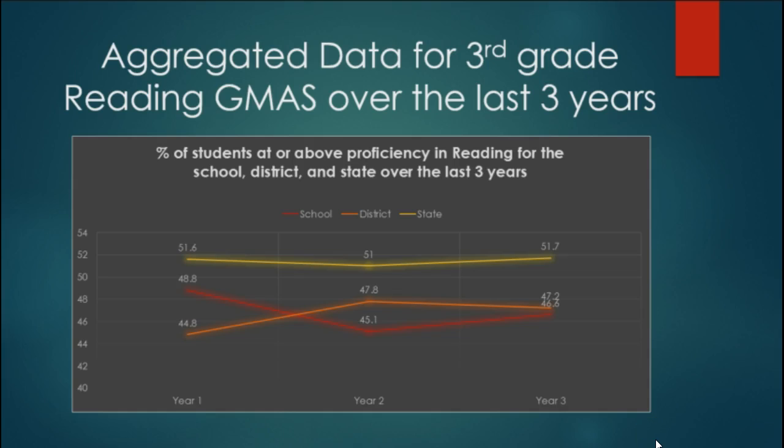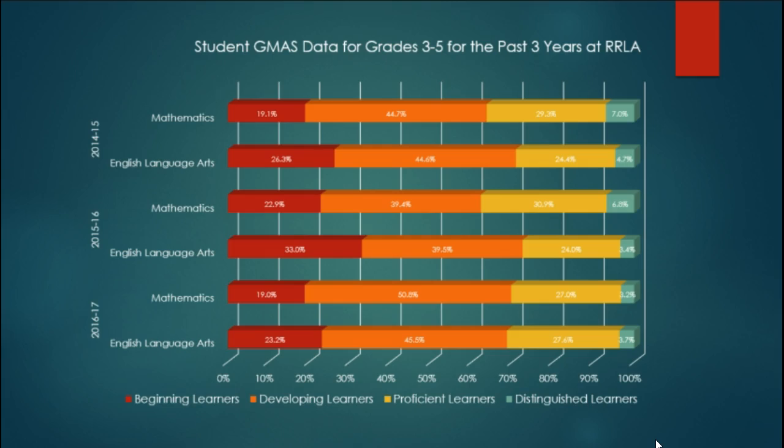Now we will look at aggregated data at the school, district, and state levels for students who are reading at or above grade level for 3rd grade. We can see from the graphs that the percentage of students meeting or exceeding grade level standards is slightly higher than that of the district, but comparable to the statewide data. This data has stayed consistent until year 3. Looking at year 3, the data at the school level has decreased and the district level has increased.